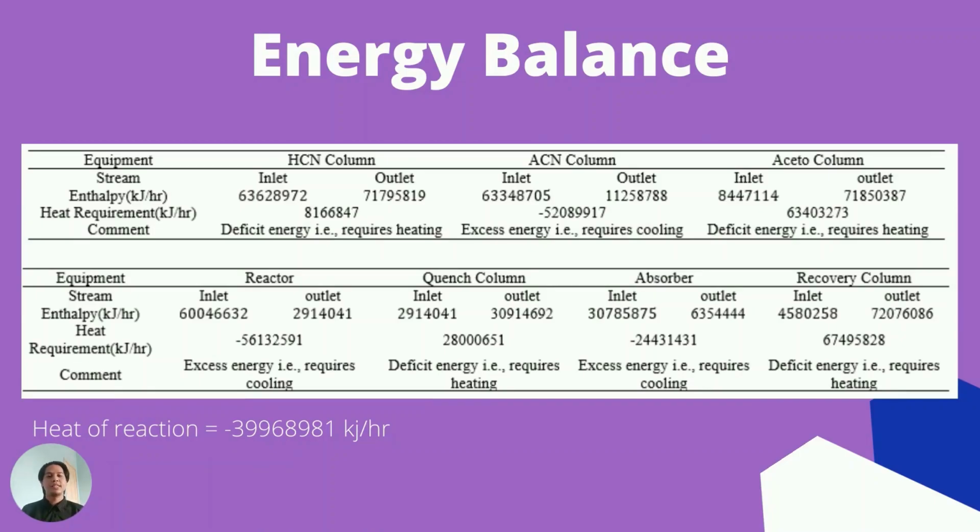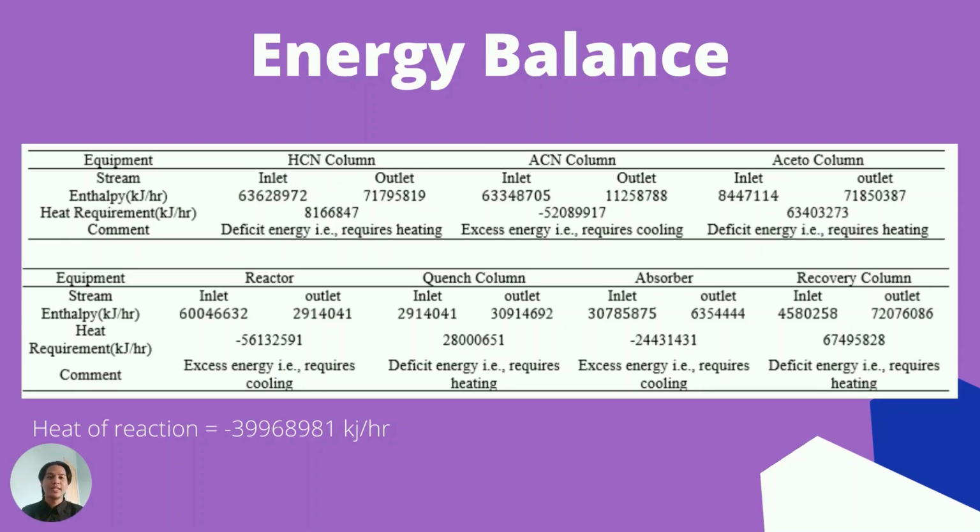The energy balance is done to get the heat of reaction in the reactor and to know the heating requirements for all the equipment. This is done by calculating the inlet and outlet enthalpy of all the equipment, and then the heating requirement is obtained by subtracting the inlet enthalpy from the outlet enthalpy of the equipment. All the results obtained from the calculation are presented in the table in this slide.